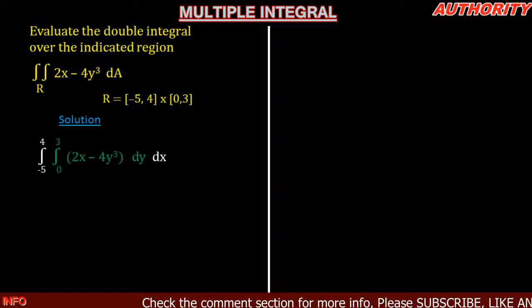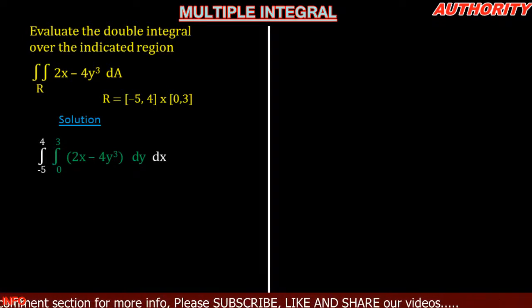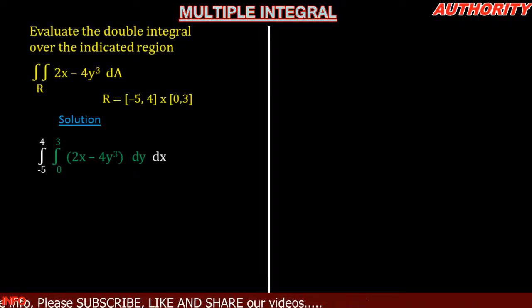So we're going to have the integral over the region from -5 to 4, and we say that this is for x. Then we have another integral over the boundary 0 to 3. Then we have 2x minus 4y cubed. So here now we'll say dy dx. We started with x, we will end with x.